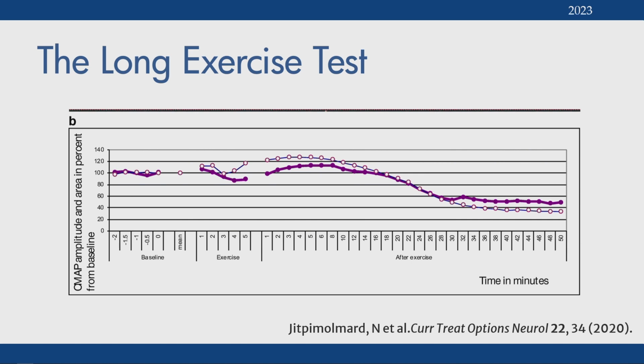This is a long exercise test shown for a patient with hypo-PP. The filled circles represent the CMAP area, the empty circles represent the CMAP amplitude, and you can see there's this period of baseline recording, and then you exercise. We tended to do the adductor digiti minimi, so for 5 minutes.